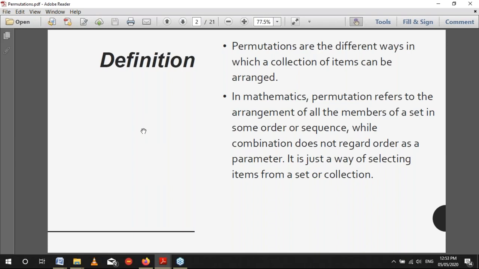Now let's look at an example. Look at the alphabets A, B, and C. We can group them in different ways. How many ways can we group these alphabets? A, B, C, that is one. We can also say A, C, B, that is another. We can also say B, C, A. We can also arrange it as C, B, A, C, A, B, or B, A, C. So these are various ways in which we can arrange them.